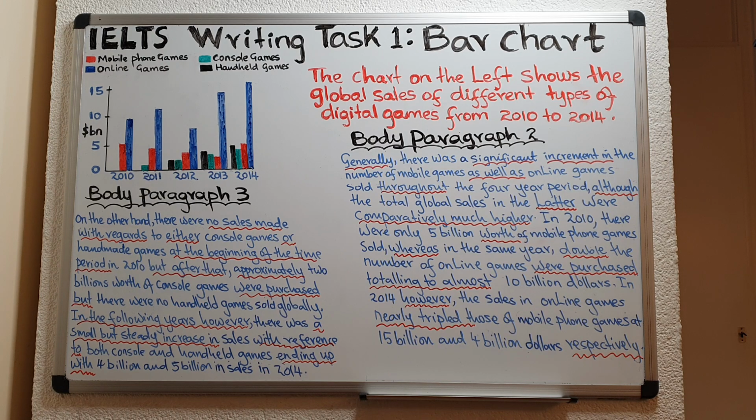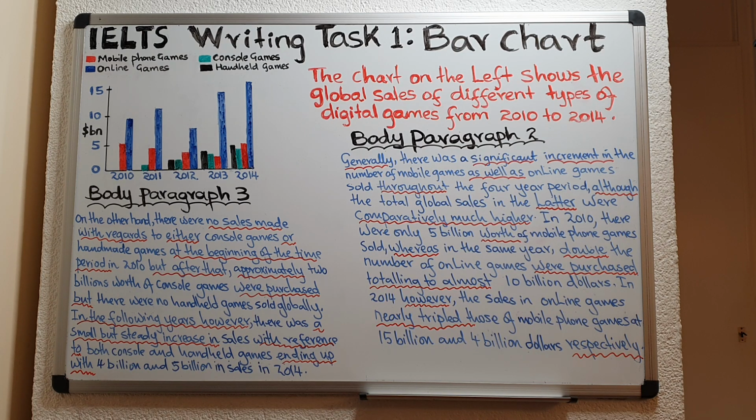Now, the first thing that you do once you have received your question is to have a look at IELTS statement. The chart on the left shows the global sales of different types of digital games from 2010 to 2014. So the bar chart helps us to know the sales of different types of digital games that were made globally, that is worldwide, from the year 2010 to 2014.